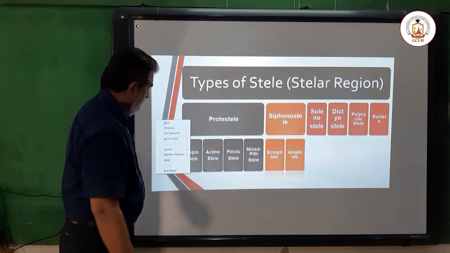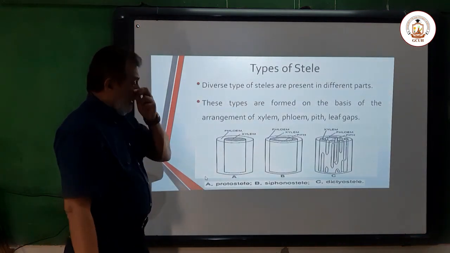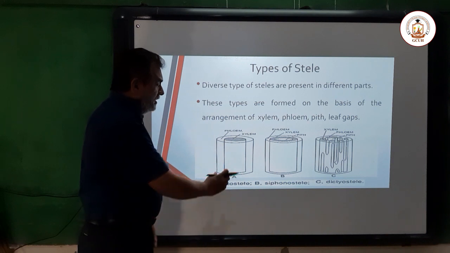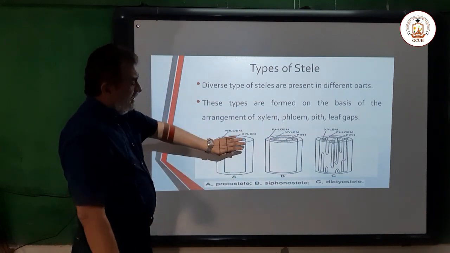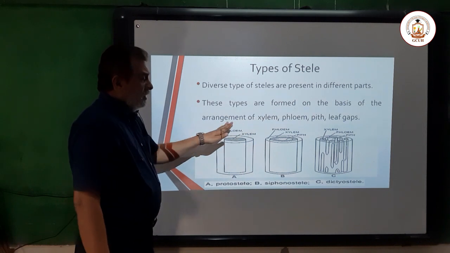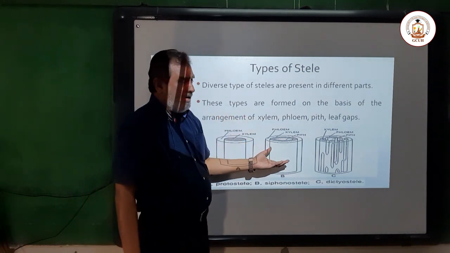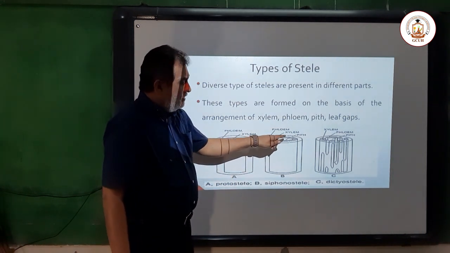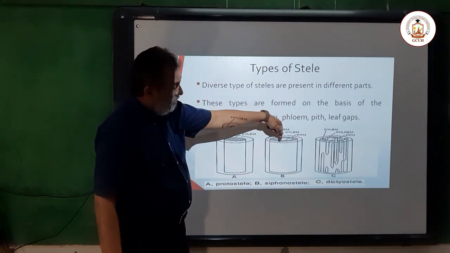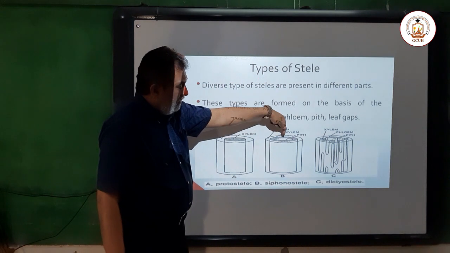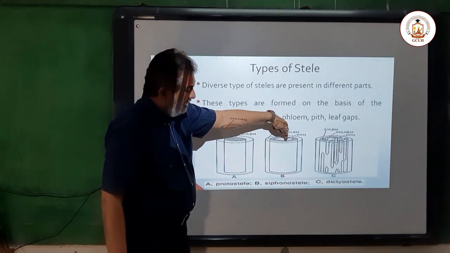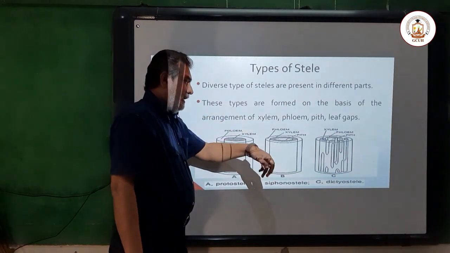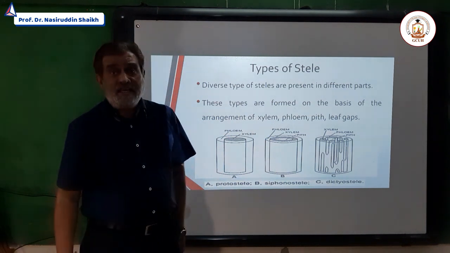The protostele is the simplest type of stele, where no pith is present. The central core is occupied by the xylem, and the phloem surrounds it. If you go to another type, it is modified: some parenchymatous connective tissue comes in the center of the plant, and then it is called pith. It is made up of parenchymatous tissue and is surrounded by the xylem, and the xylem after that is surrounded by the phloem.